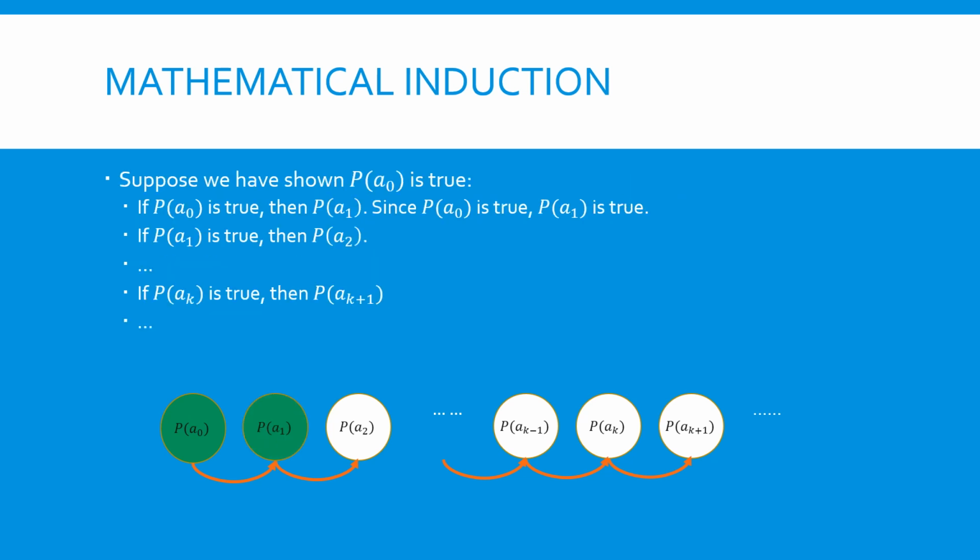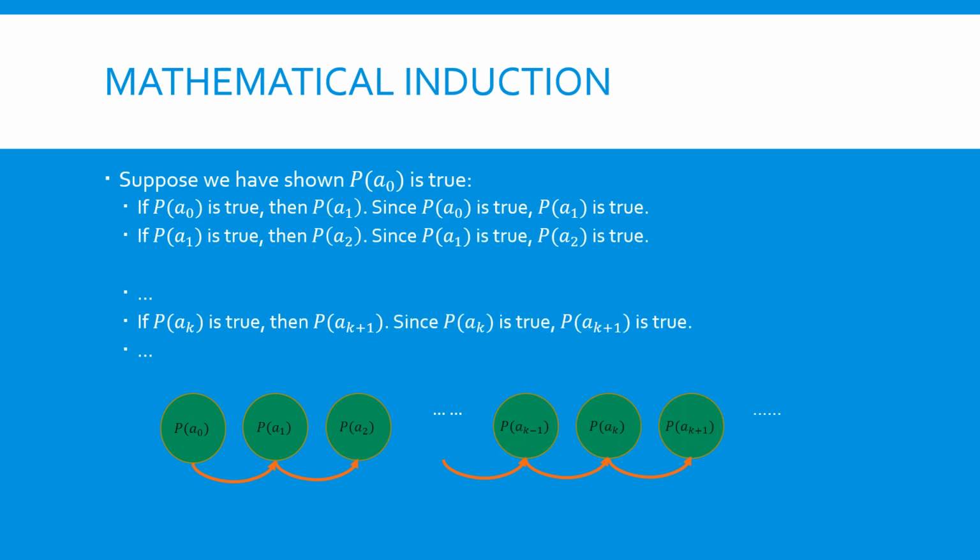Again, suppose that we have shown that P(A(k+1)) is true if P(Ak) is true. We know P(A1) is true if P(A0) is true. In the base case, we have shown that P(A0) is true. Together, we know P(A1) is true. From the previous reasoning, we know P(A1) is true. We also know that P(A2) is true when P(A1) is true. Together, we know P(A2) is true.